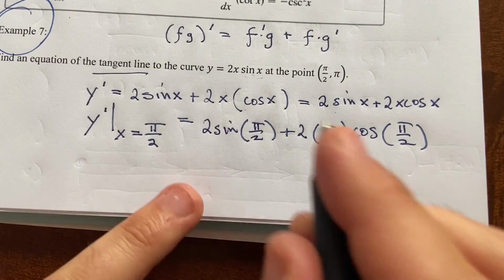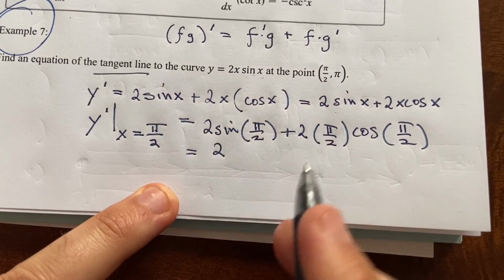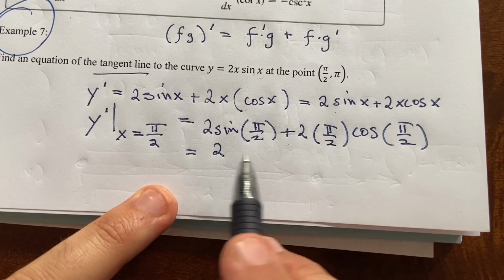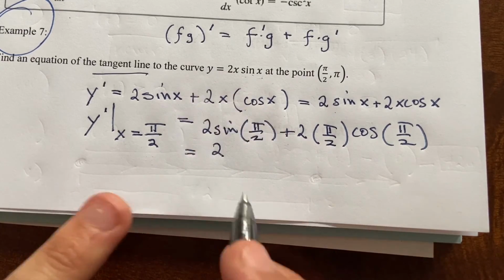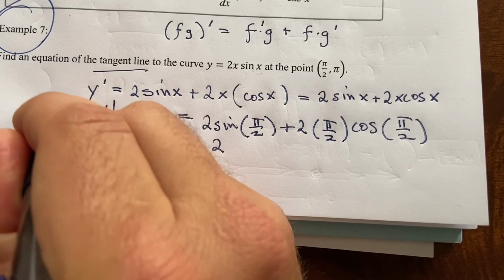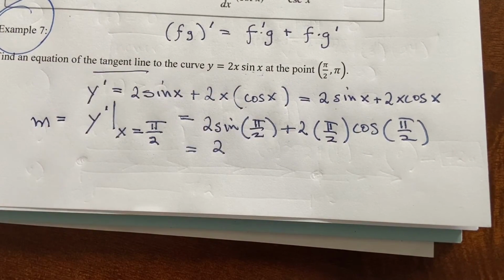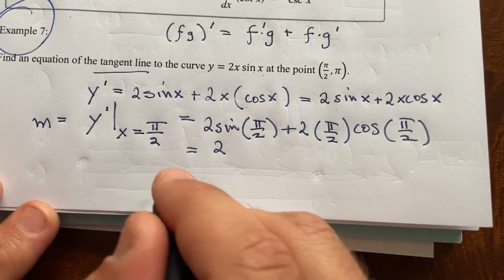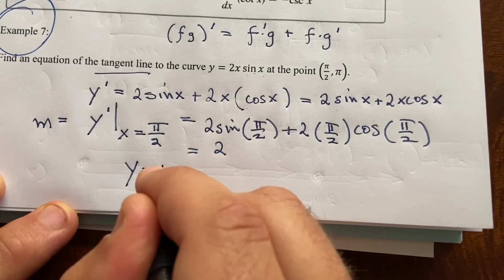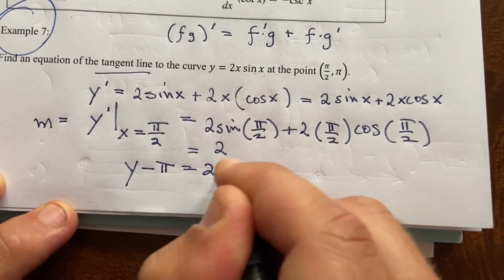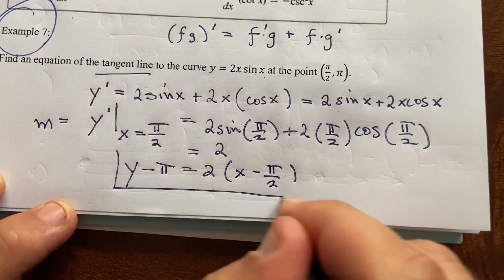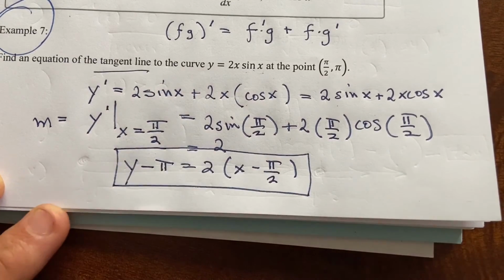Sine of pi over 2 is 1. So this will be 2 times 1. This will be pi times 0. So this is all we have for the slope, right? This is the slope. Derivative is slope. So this is the slope we're going to use. So I can say y minus pi equals 2 times x minus pi over 2. That would be the point slope version of the line.